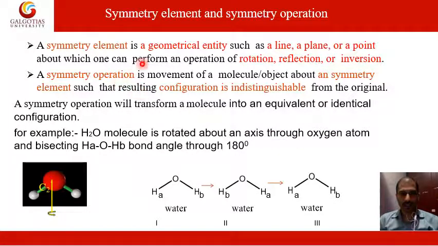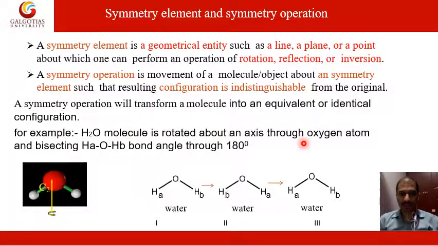A symmetry element is a geometrical entity such as a line, plane or point about which one can perform an operation of rotation, reflection or inversion. A symmetry operation is the movement of a molecule or object about a symmetry element such that the resulting configuration is indistinguishable from the original one. This can be seen by taking the example of the water molecule.